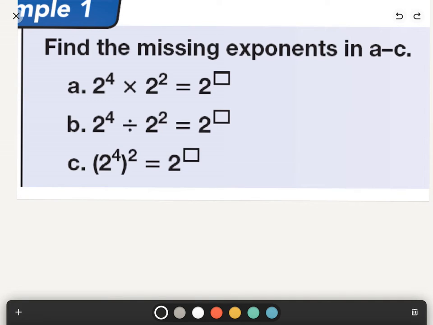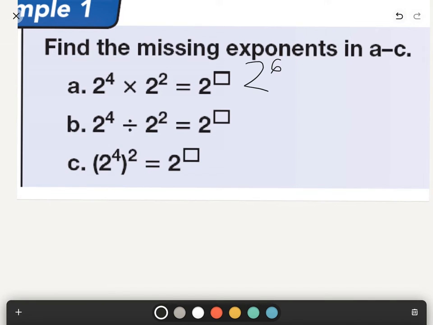Wait, can we write the rules of exponents? Because I think it just says find the missing exponent. No, like on the paper, there's a rules of exponents thing. Can I write that down? If you like, you could write it down, but we've been going over this multiple times.